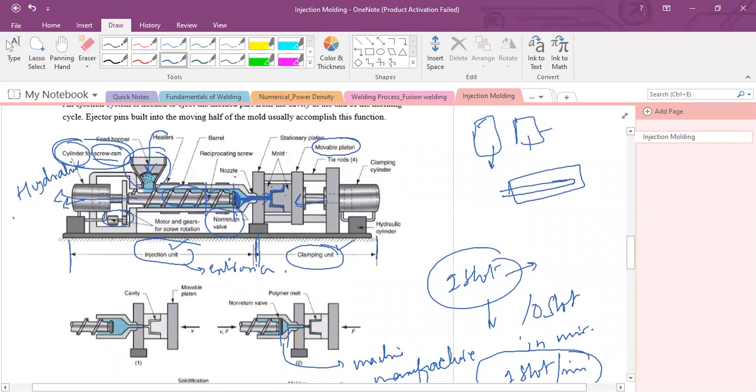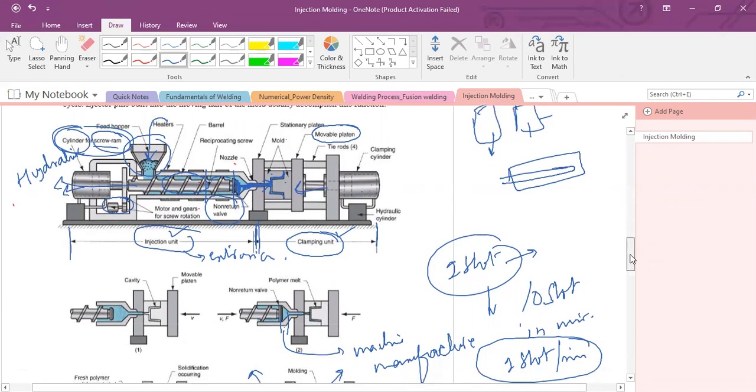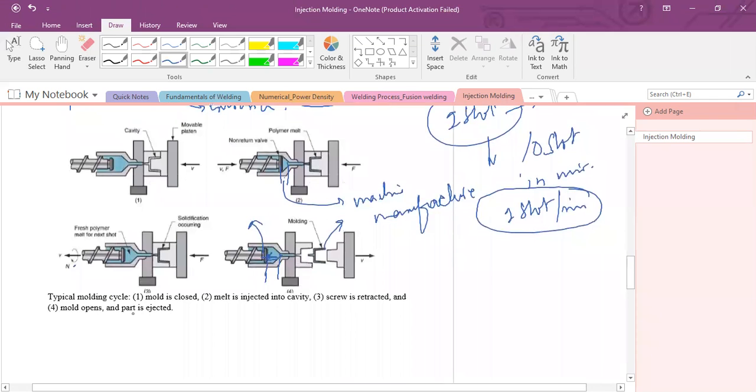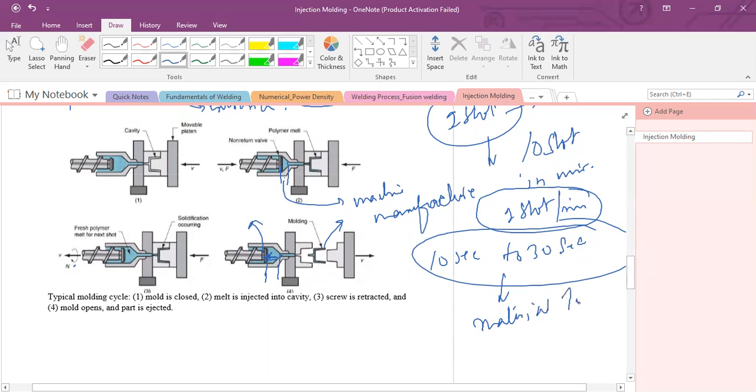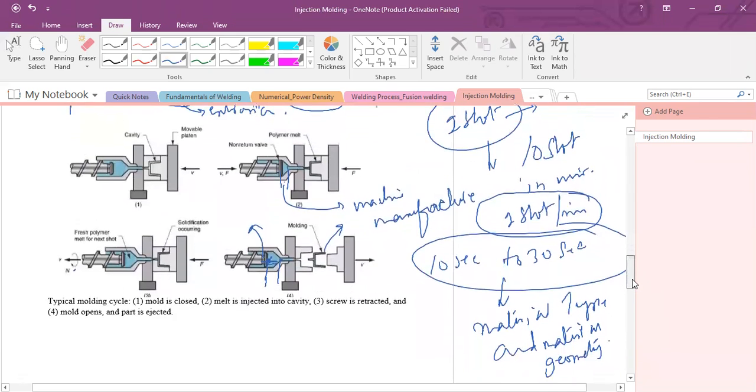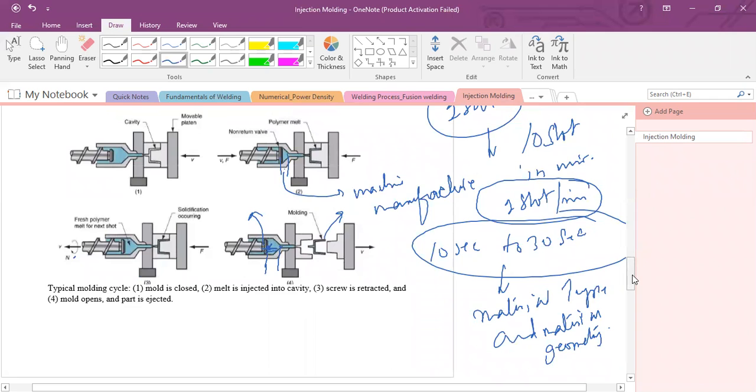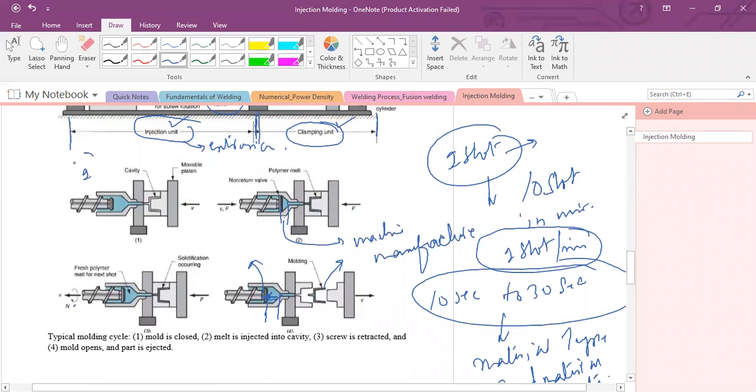As I've already told you, the function of the non-return valve I've already explained. This is the step-by-step process of the molding cycle. A molding cycle normally requires 10 to 30 seconds. This is the production rate. This will also depend upon the material type, what kind of material we are using, and the material geometry. If you are using thicker material, then it will take longer to cure or solidify, right?